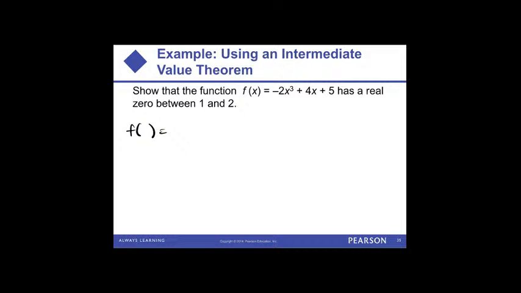that's going to be negative 2x cubed plus 4x plus 5, and the x in this case is 1. So this is going to be negative 2 plus 4 plus 5. 9 minus 2 is 7, which is positive. And then we're going to evaluate f of 2.